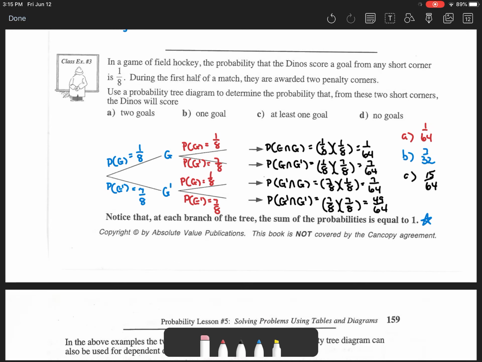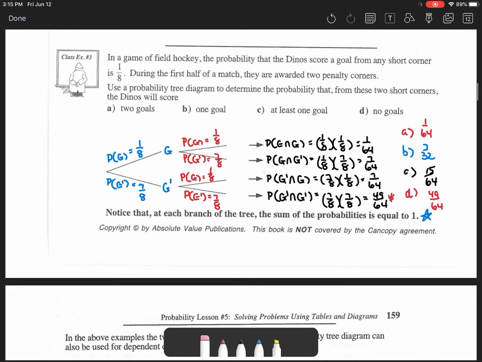Okay, so that's it. And then the last one, pretty straightforward. D is no goals. Well, there's only one scenario where I don't score 1 goal, and that's that last one. So the probability of no goals is 49 over 64. So like I said at the beginning of the question, sometimes it's intimidating when they give us all these things to calculate. But if I just draw the tree diagram, I can answer any of those questions that they throw at me, okay?